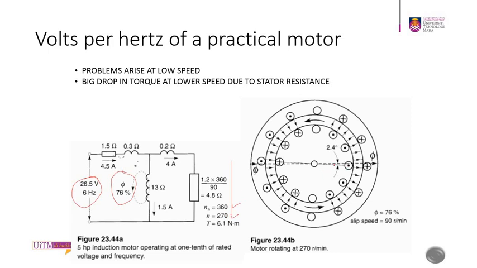You can see the flux disorientation is only 2.4 degrees. So you can see that problems arise during low speed. In this case, you have a big drop in the torque at lower speed. Those are the three examples that we can see for volt to hertz on a practical motor.